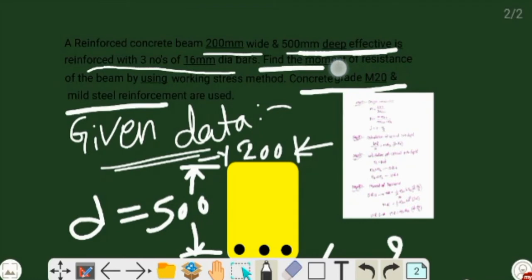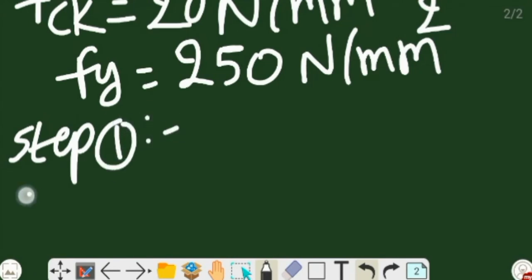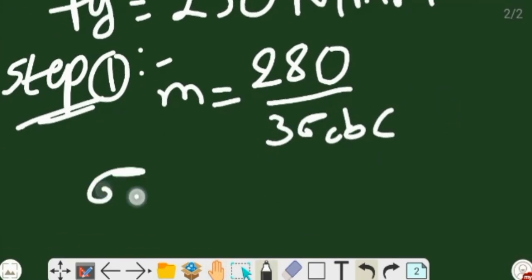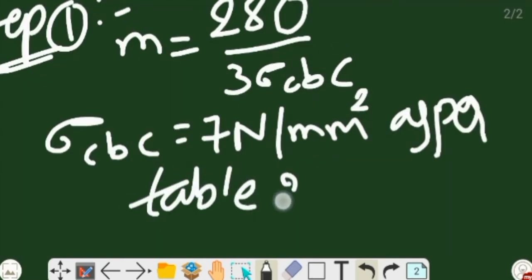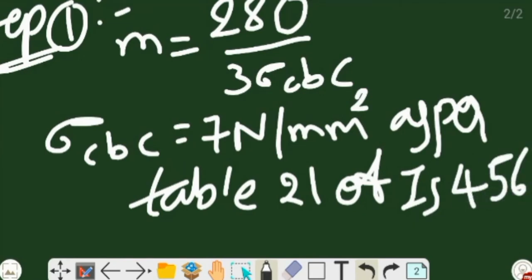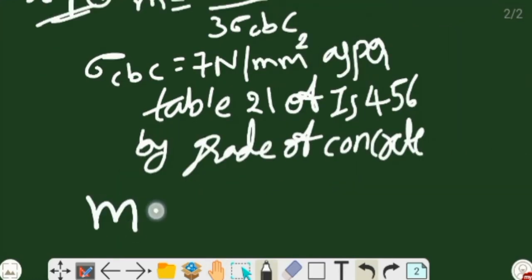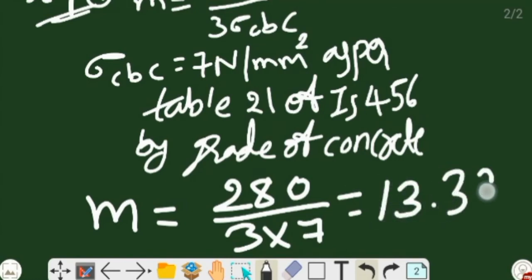In this problem, find the moment of resistance of the beam by using the working stress method. Using these 4 steps to solve this problem. Step 1 is to calculate design constants. m is equal to 280 by 3 sigma cbc. Sigma cbc equal to 7 Newton per mm square. This value is taken as per table number 21 of IS 456 2000 by using the grade of concrete. Modular ratio m equal to 280 by 3 into 7. We get 13.33 as the answer.